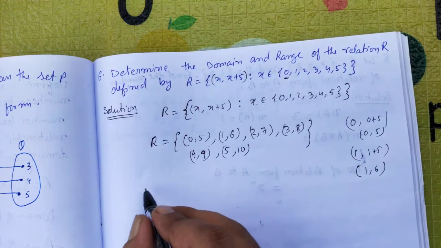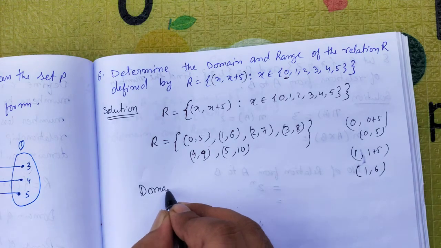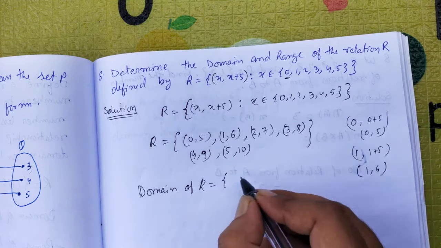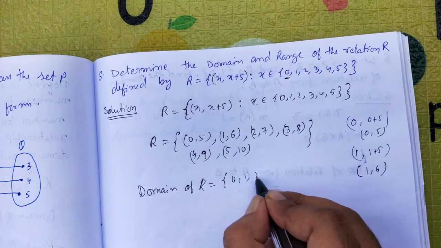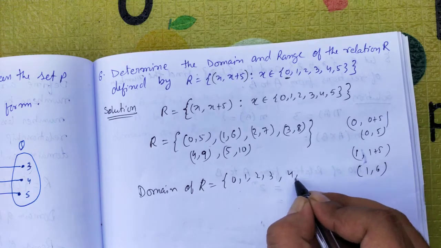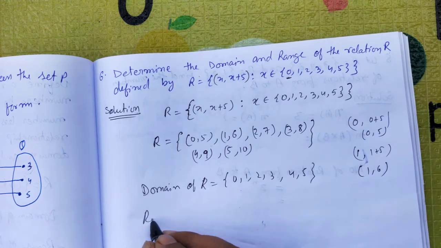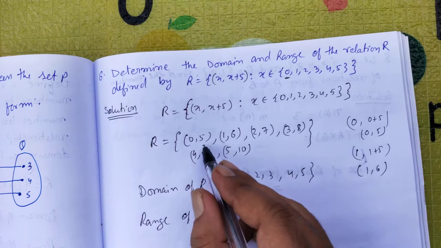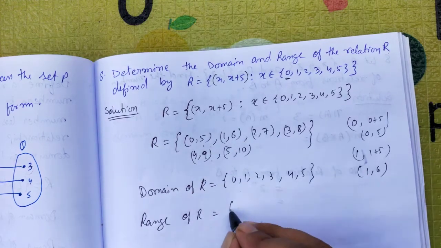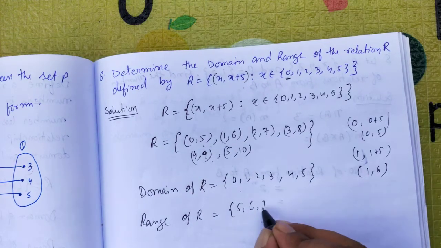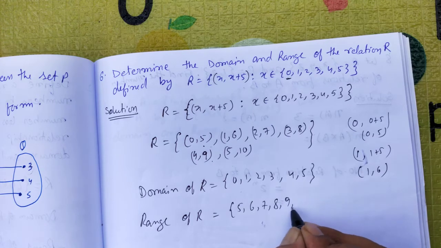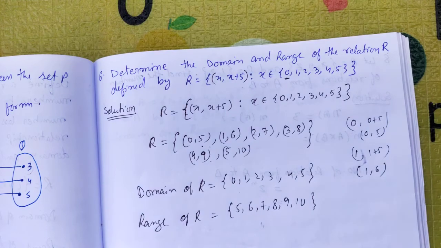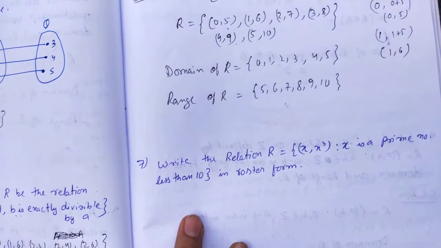Now find the domain and range. The first element is the domain, that is 0 1 2 3 4 5. Range of R, the second element, so 5 6 7 8 9 10. Let's go to question number 7.